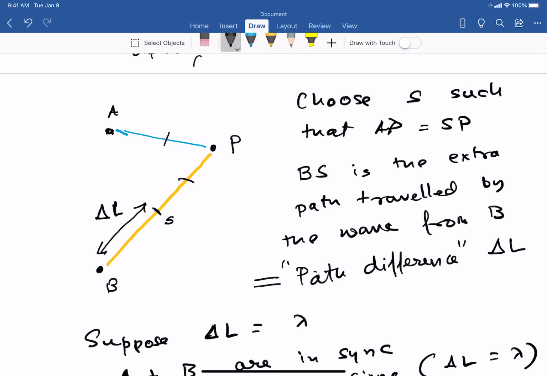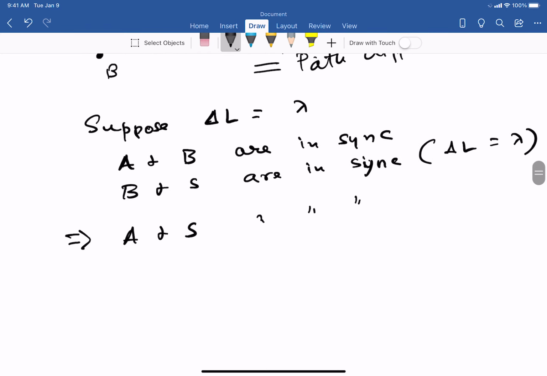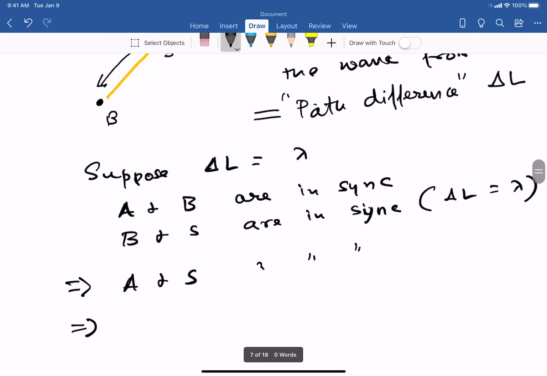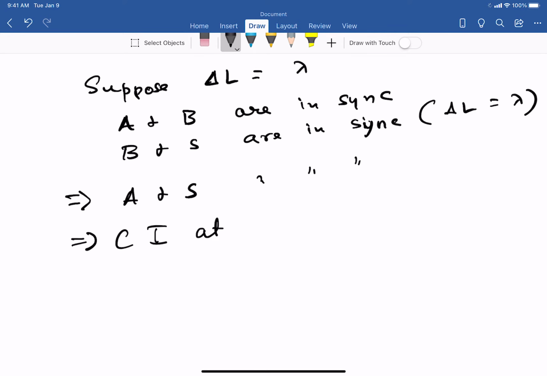Okay, now if A and S are in sync, then what can you tell me about the waves at point P? From S to P, the distance is the same as from A to P, and A and S are in sync, so you know that the waves will still be in sync when they get to P, because you can just think of S as the new source instead of B, and from S the waves are covering the same distance as they're covering from A, and so as a result of that you will get constructive interference at P. Constructive interference at P.